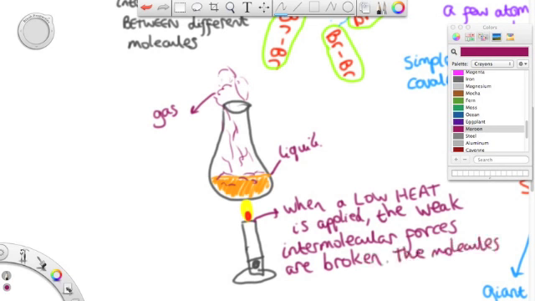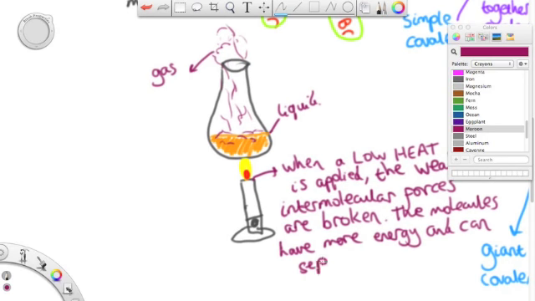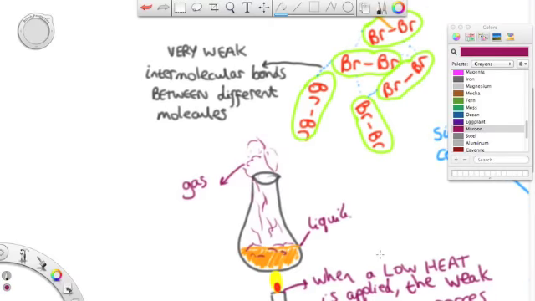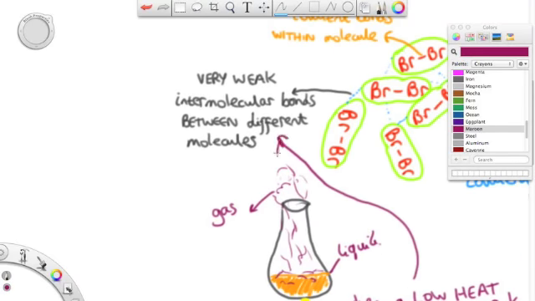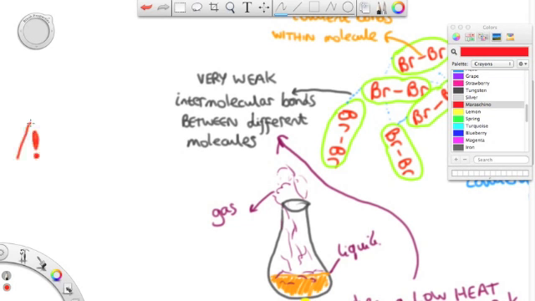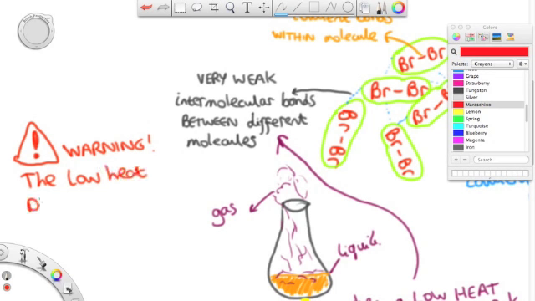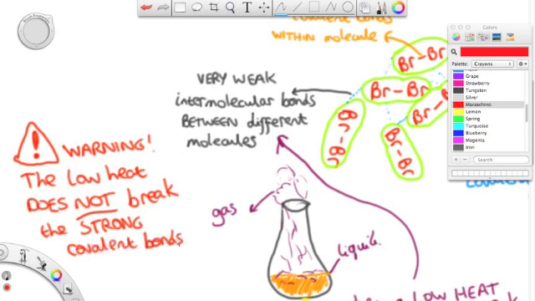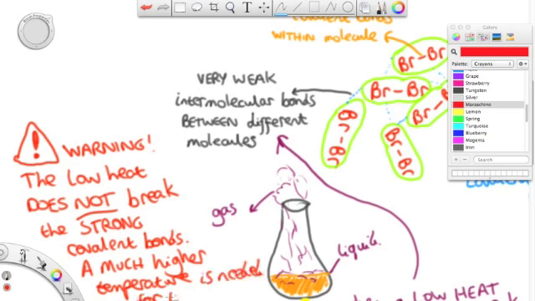And that low heat is enough to break the weak intermolecular forces between the different bromine molecules, but it's not strong enough to break the bromine molecules apart, because those covalent bonds are too strong for that to happen. So you should remember that the intermolecular forces are broken when things melt or when things evaporate, but the strong covalent bonds do not break during melting or evaporation.